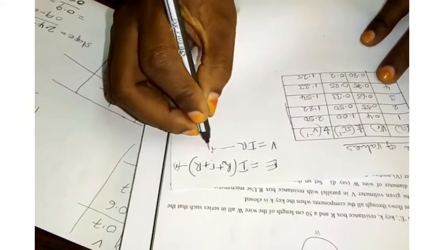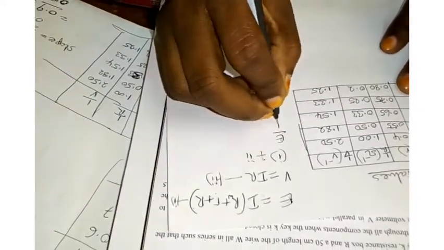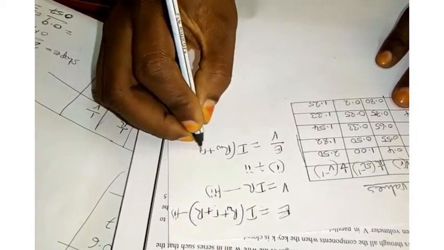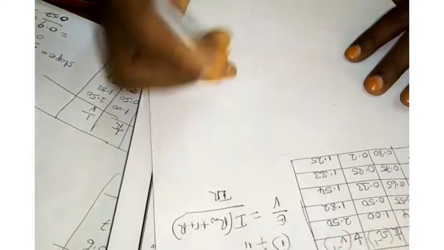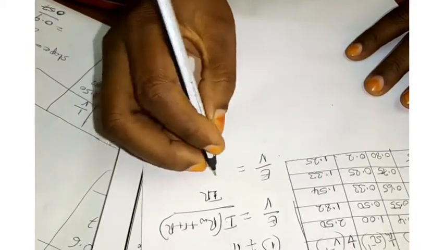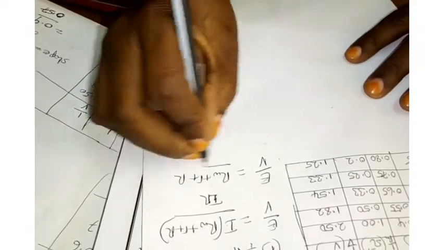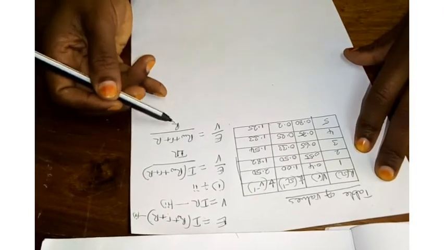This is equation 2. When we take the equation 1 dividing by equation 2, here we shall have E dividing by V is equal to I into bracket RW plus R dividing by IR. I and I will cancel out. So then E over V is equal to RW plus R plus R capital dividing by R capital.